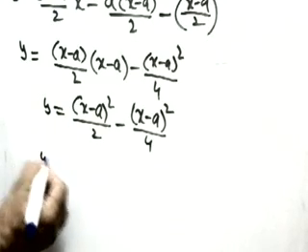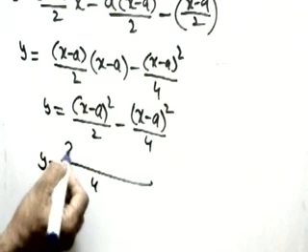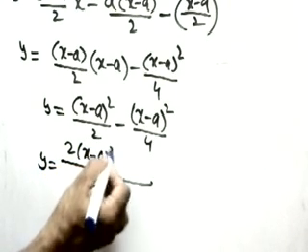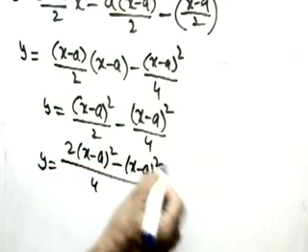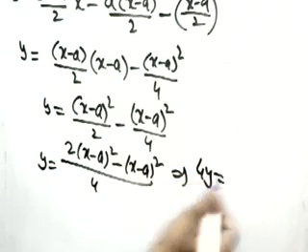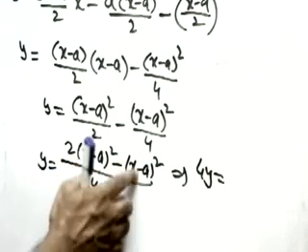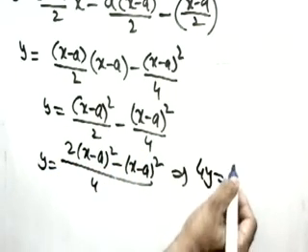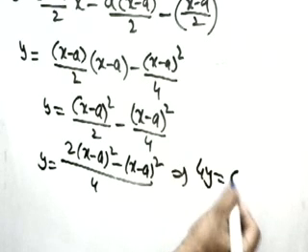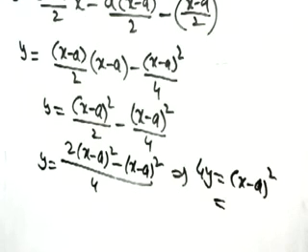Now let me take the LCM. If we take LCM, we will get 4. So this will be 2 into (x minus a) whole squared minus (x minus a) whole squared, and the last term, bring this 4 here, this will become 4y. 2(x minus a) whole squared minus (x minus a) whole squared will be (x minus a) whole squared. So this is the singular solution of the given equation.